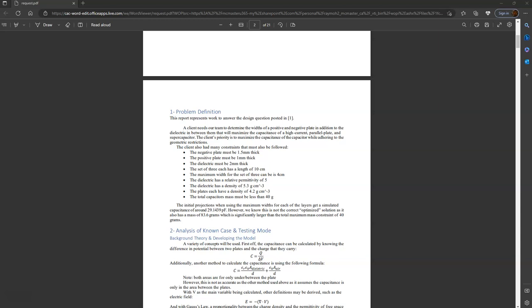Using these, we had an initial projection of around 29 picofarads. However, we know this is not the correct optimized solution, as it also has too high a mass. We just did it with the maximum widths.